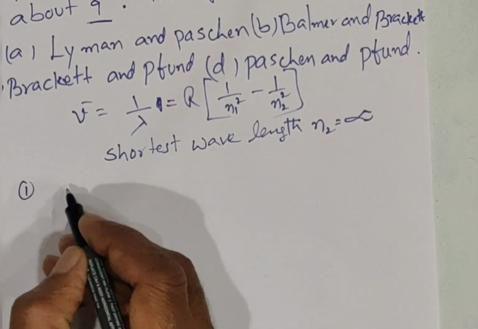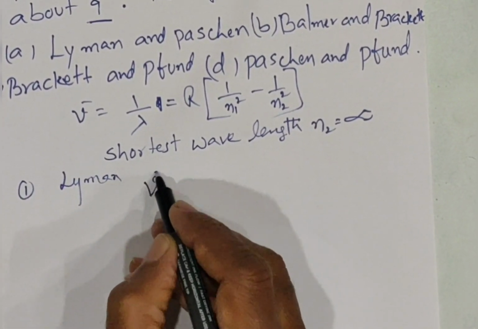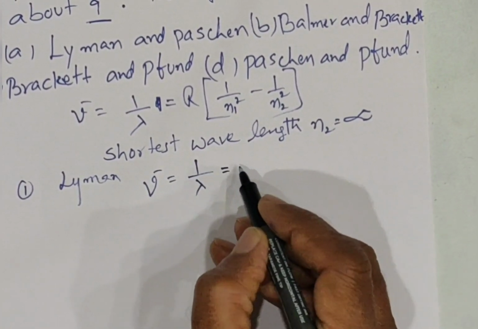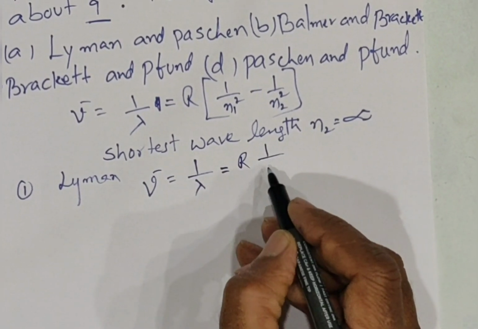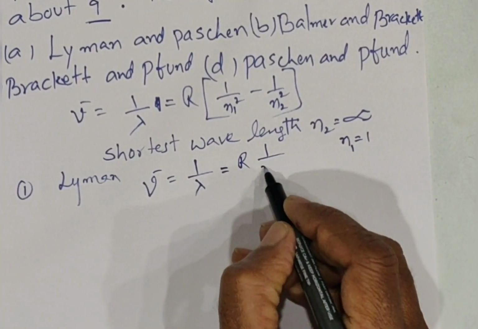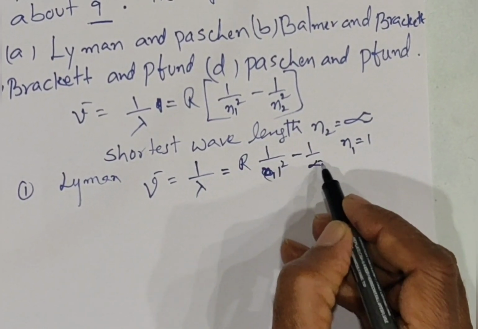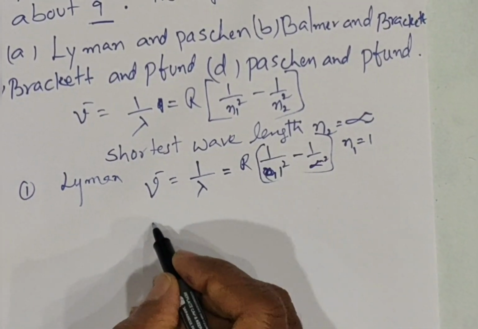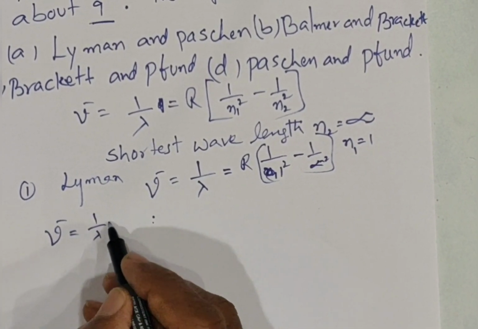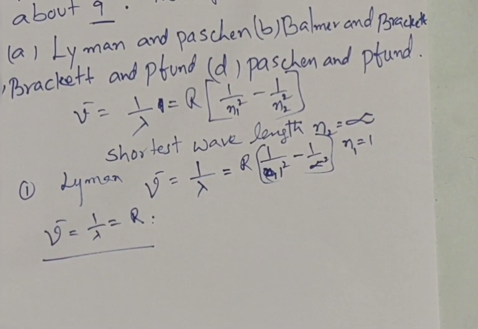Right? First step, Lyman series. In Lyman series, nu bar is equal to 1 by lambda is equal to R into 1 by n1 square, and in Lyman series n1 is equal to 1. Right? 1 square minus 1 by infinity square. Then on simplification we will get nu bar is equal to 1 by lambda is equal to R. Right? Now this is the value for Lyman.